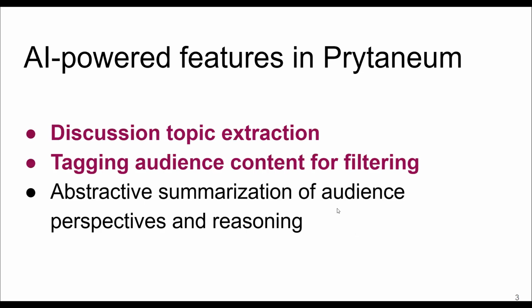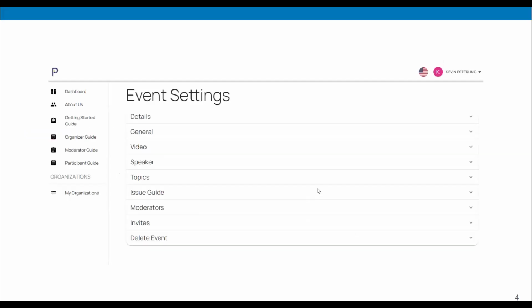And I'm going to start with the first two: discussion topic extraction and tagging audience content for filtering, because as you'll see, they work hand in hand. So if you get a chance to watch the explainer video on how to set up a meeting in Prytaneum, you'll see that each time you create a new instance of a meeting in Prytaneum, there's all kinds of settings you can use to optimize the meeting for your needs.